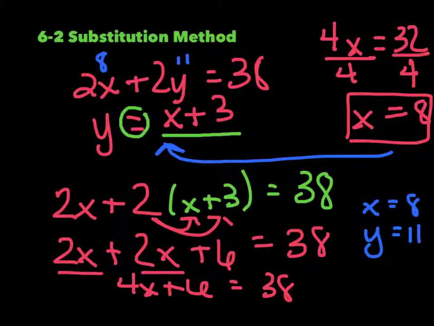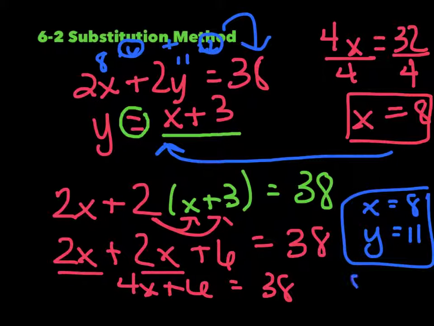I'm going to write this really small, sorry. So I have 16 right there, and then I have 2 times 11, which is 22, and when I add those up, I get 38. So this solution, which is as an ordered pair, 8, 11, checks out on both of them.